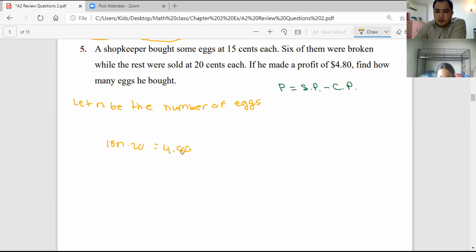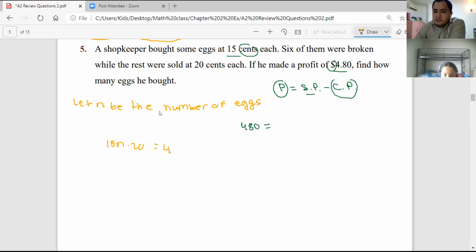So we are going to find the profit. If he made a profit of 4.80, I know the profit, right? The cost price we also know, because we bought n eggs, each one at 15 cents. And the selling price? How can I write the equation here? Let me write everything in cents, Shahina, but make sure that we use the same units. It's dollars here and cents there, so I'm changing this dollar into cents. 480 cents equals the selling price.